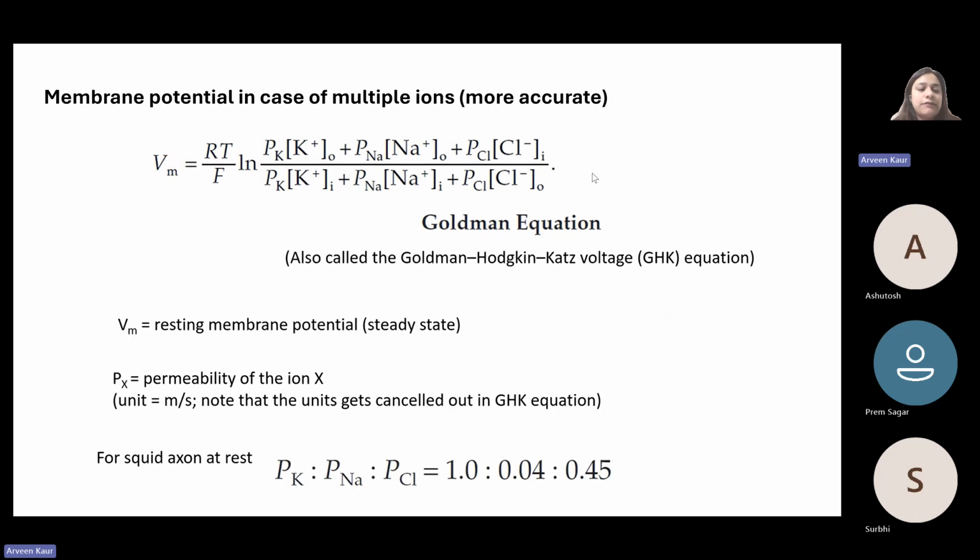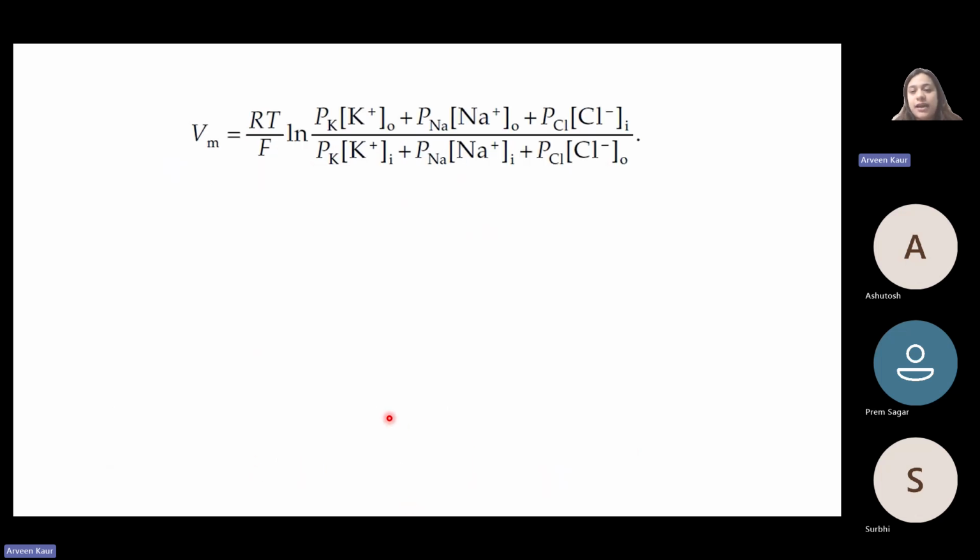Right. So again, Vm is the resting membrane potential or the steady state. Px is the permeability of the ion. X denotes either potassium, sodium, or chloride in this case. And for the squid giant axon at rest, this ratio, PK by PNa by PCl, that is the permeability of these ions at rest, is 1 is to 0.04 is to 0.45, right? So maximum it is for potassium, then for chloride, then for sodium, which we also mentioned briefly in the previous lecture. So this is the GHK equation.